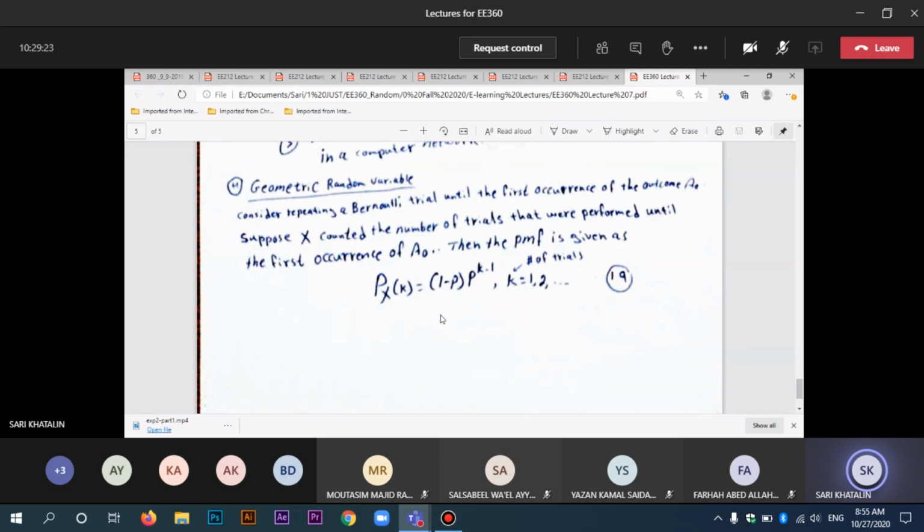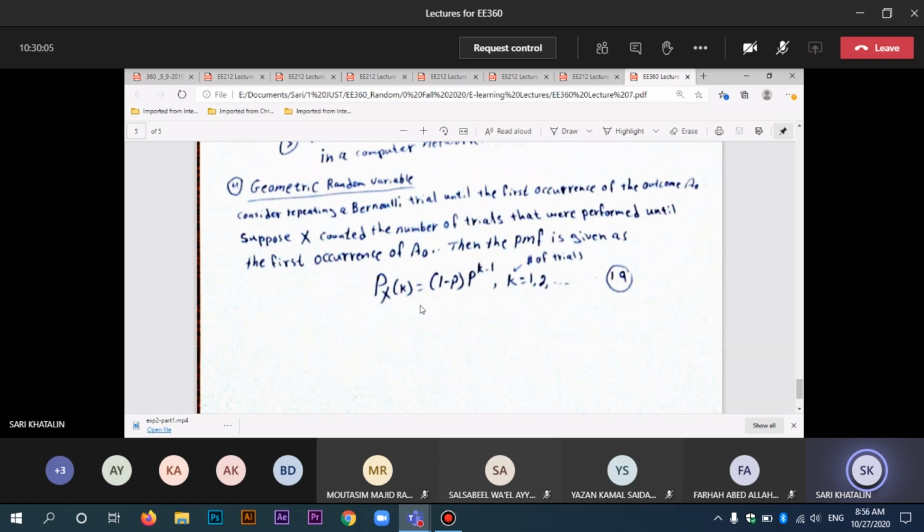So the number of trials, the number of tries you do until you get the specific outcome you are interested in, this is the measurement we are looking for. That would be X. For example, you flip the coin 4 times, and each time you get 1, 1, 1, 1, and the 5th time you get 0. So X will be equal to 5. Then you will use this equation right here to calculate the PMF for the geometric random variable.